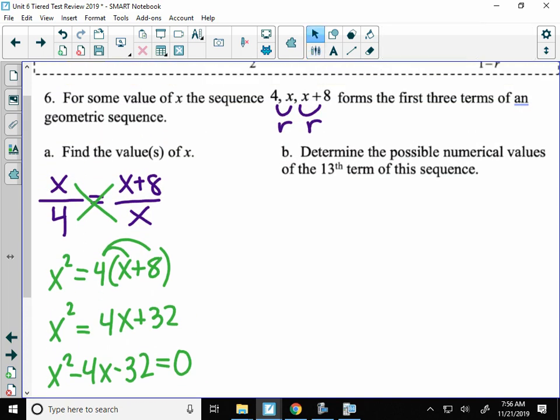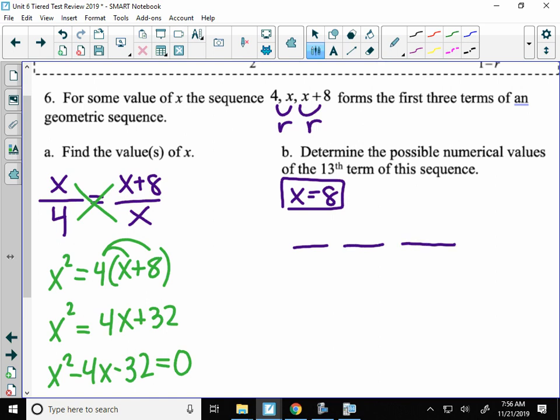So we have the possible numerical values for the 13th term. So I'm going to have to do this twice. We'll start with x equals 8 here, because if x is 8, it's going to have a different common ratio and a different 13th term than if x is negative 4. So first of all, let's find the terms of our sequence if x is 8.